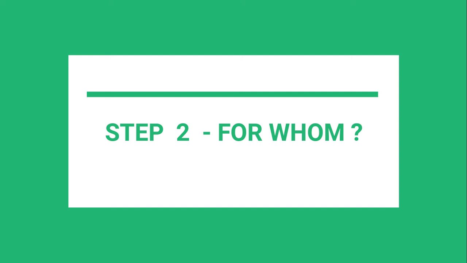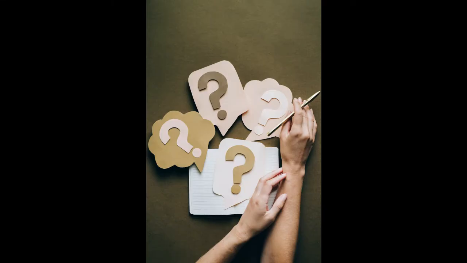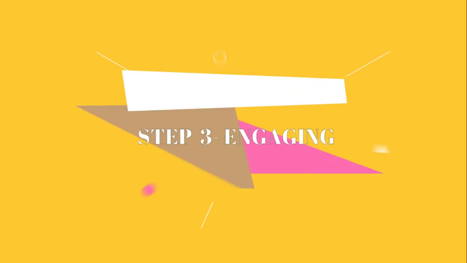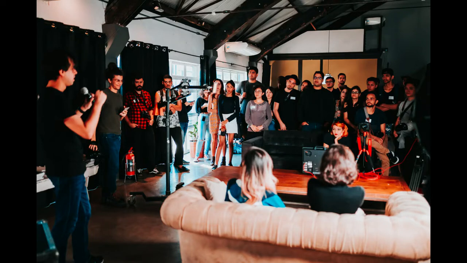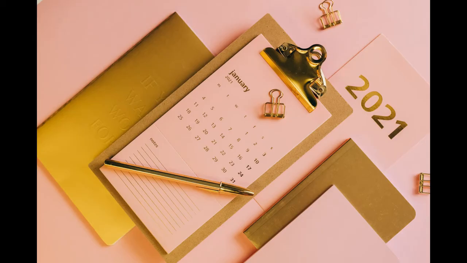Step 2. For whom are we making the paper? A good question paper should always be made keeping in mind average or below average students. Step 3. Engaging. A very good question paper should be very engaging. If the time limit is for 1 hour, the students must be kept engaged at least for 50 minutes. Then the rest 10 minutes is for checking the answer sheet.